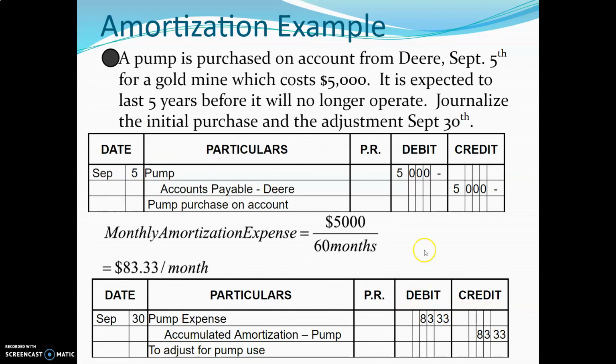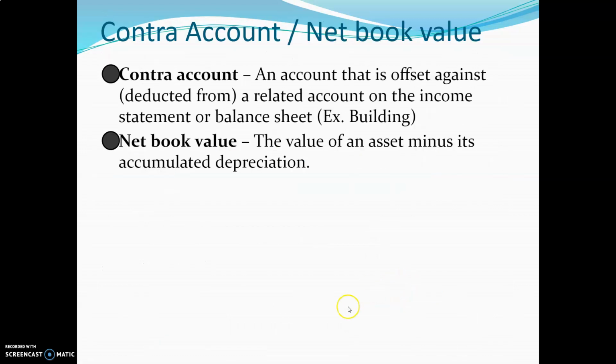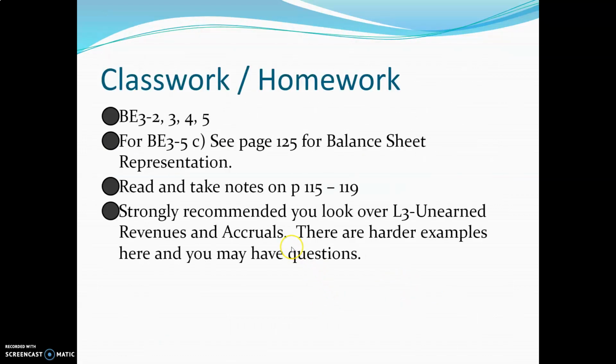So if I were to go back here and after 1 month, the net book value would then be 5,000 minus this 83.33. Whatever that works out to be, 4,000 something. It would be close to 4,900 something.